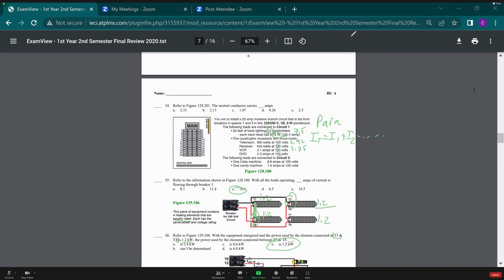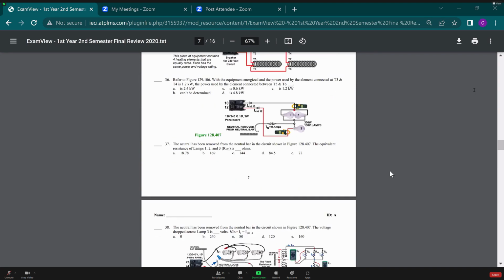All right, clearing off those drawings, moving on down to number 37 here. The neutral has been removed from the neutral bar. The circuit shown in the figure above has the equivalent resistance of lamp 1, 2, and 3 is blank ohms. So if we're looking at this guy here, we need to find out what this resistance is. For this, we're going to draw a new diagram because we don't have a neutral anymore.